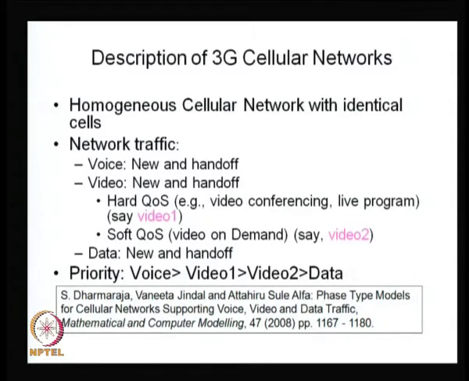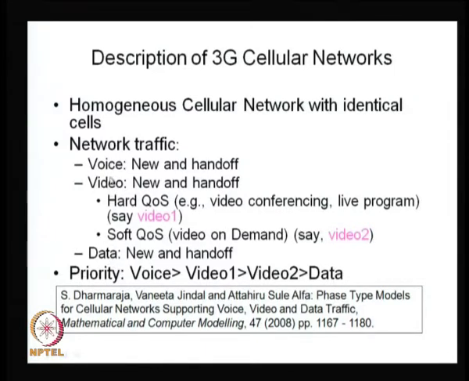Now, I am moving into extending the same logic into 3G wireless networks. So, here also we are making a model for only one cell, and not only one type of calls, we have three types of calls. One is the voice call, the second one is the video call, and the third one is the data call.